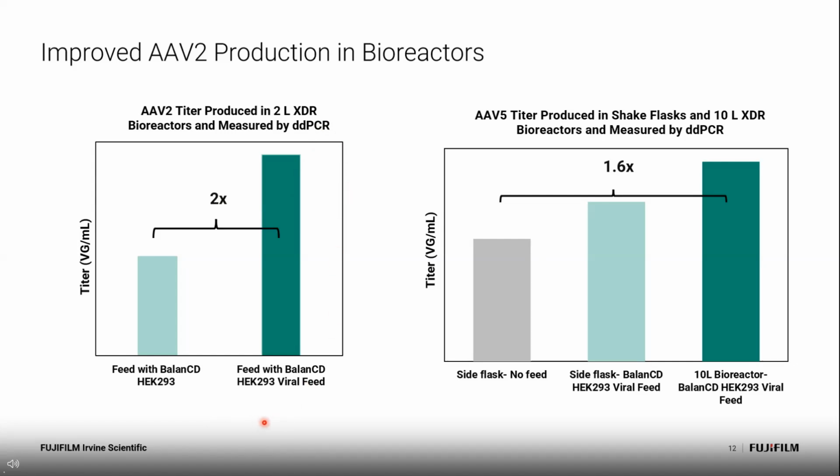As to the data in the plot on the right from the 10-liter bioreactor experiment, because of the limited bioreactors they could spare for the experiment, the culture with viral feed was performed in 1 bioreactor, and 2 cultures in shake flasks with or without viral feed were performed side by side as controls. The improvement of AAV5 production with a viral feed in the 10-liter bioreactor is about 1.5-fold over the no-feed culture in a shake flask.